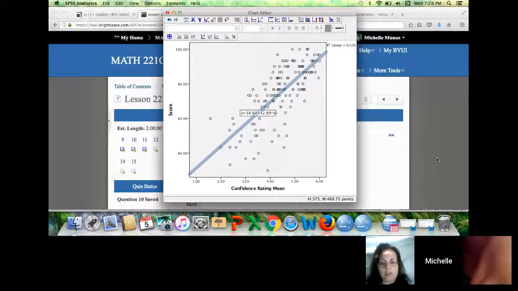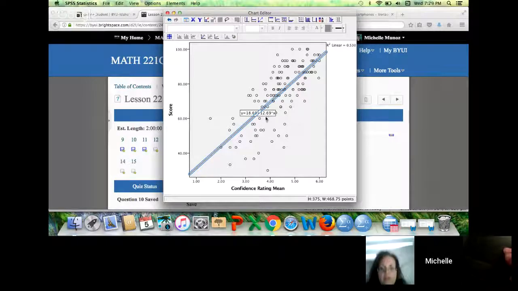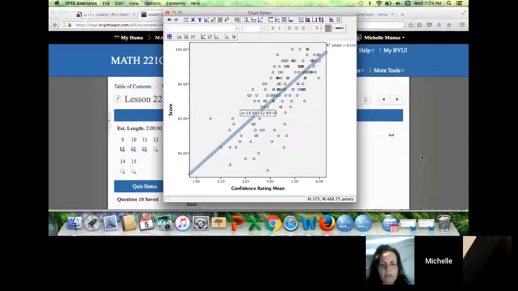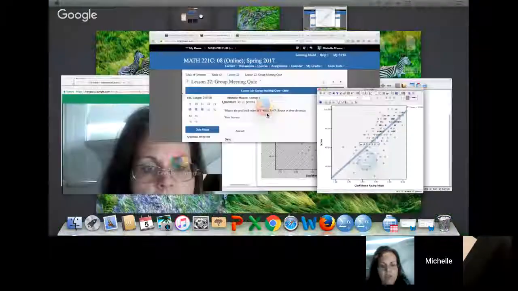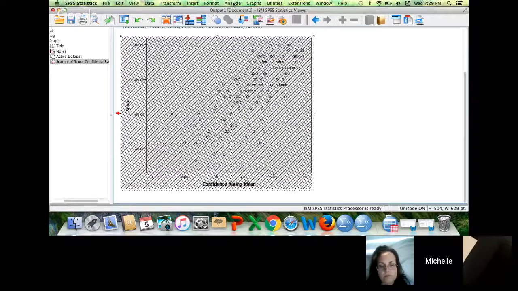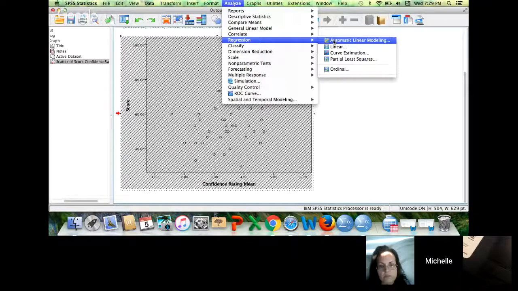Yep, 12.695. On my graph, it doesn't say that. Does it say that if I did the analyze? Well, no, it doesn't. You're right. So yeah, you do want to do the analyze, because it doesn't say it on your graph. All right, let's practice the analyze. Analyze, regression, linear.